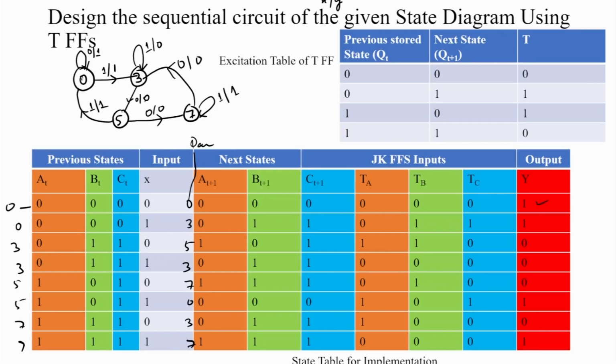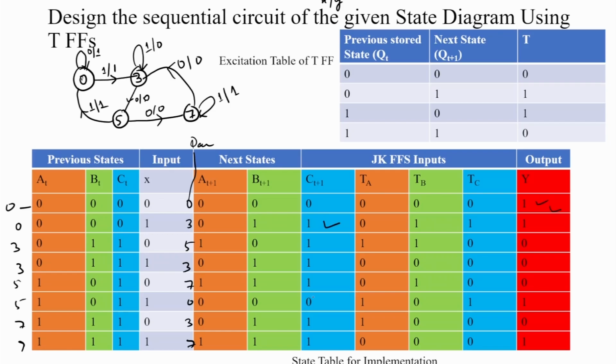After making this, there is a previous state, then input. The previous state is 0, 0, 0, the input is 0, then we will move to the same state, next state is same 0, 0, 0, and the output is 1. Similarly, from this state diagram, we determine what happens when we are in state 0, 0, 0 and input is 1: the output is 1, and then we will move to state 3.